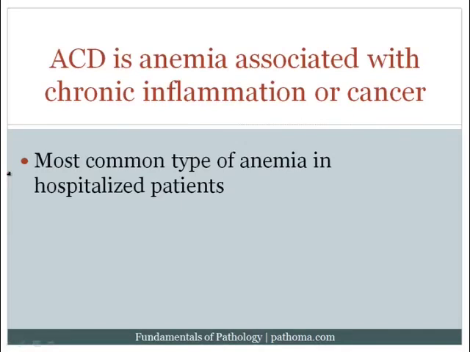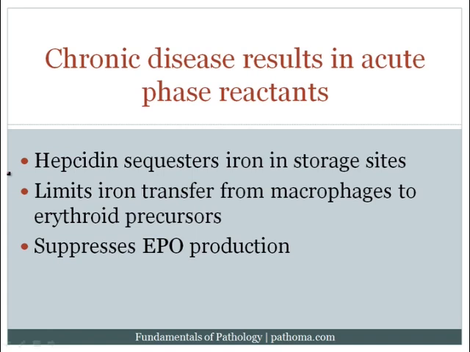The next of the microcytic anemias is anemia of chronic disease. Now, what is anemia of chronic disease? This is anemia that's associated usually with chronic inflammation or cancer. It's the most common type of anemia in hospitalized patients, and the idea here is that if there is a chronic disease that results in chronic inflammation, then there would be an increase in acute phase reactants.